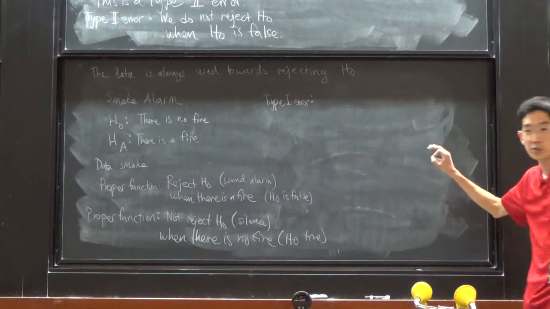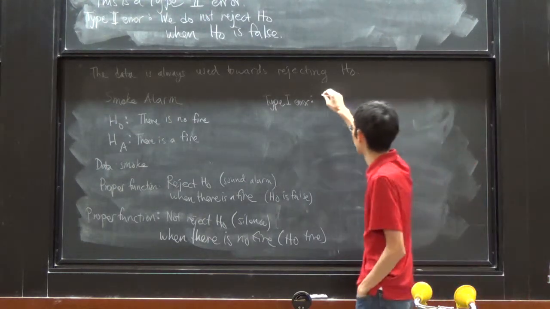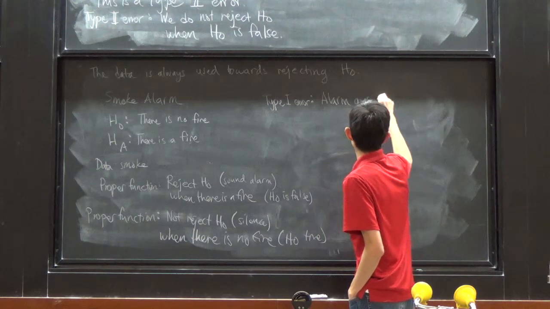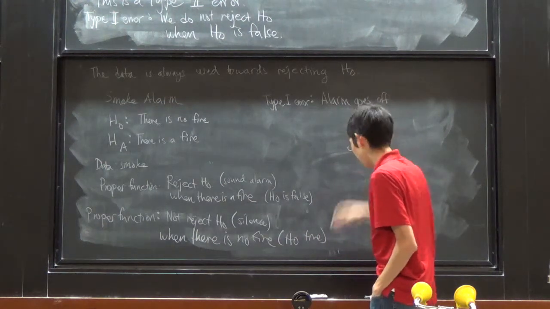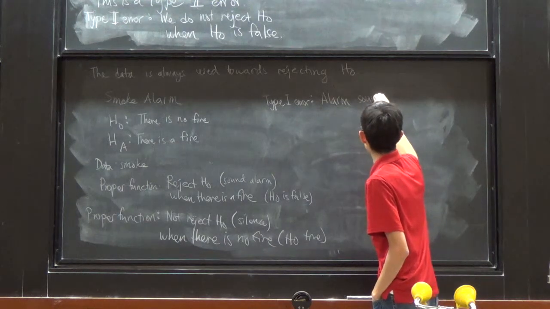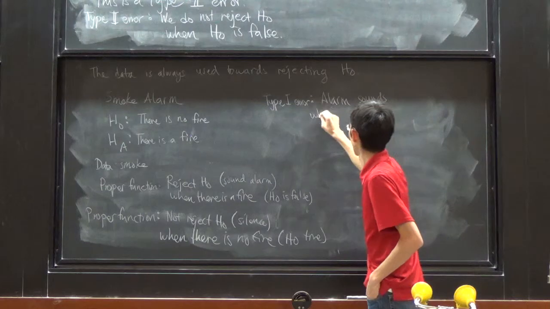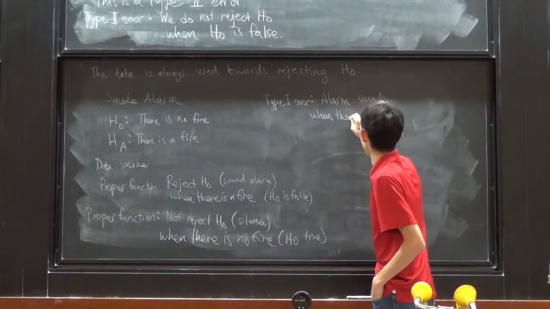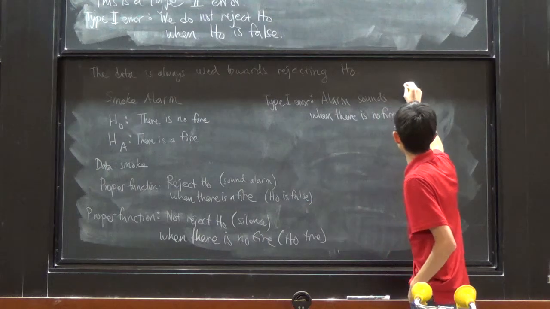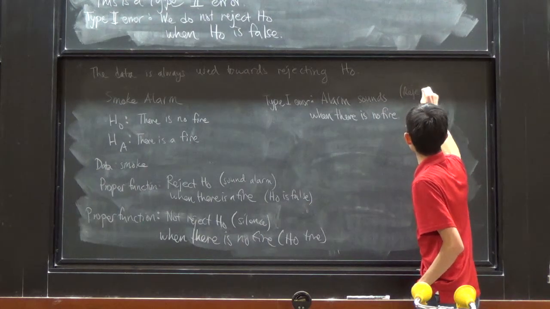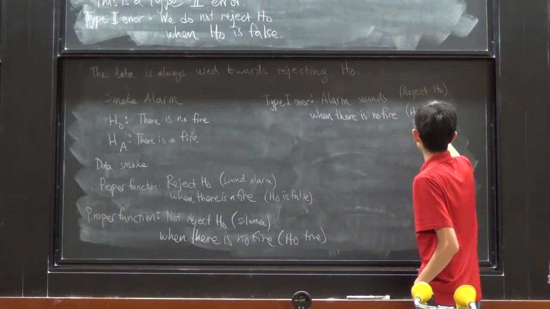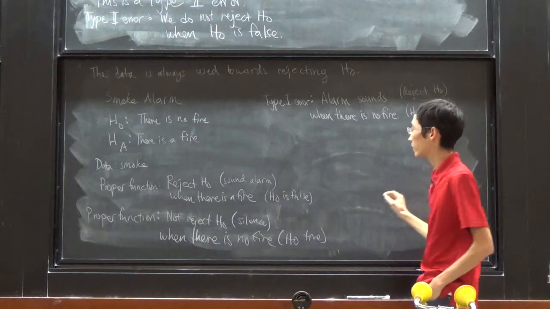Alarm goes off when there's no fire. Type 1 error is alarm sounds when there's no fire. So this is rejecting the null when the null is true. So that's type 1 error.